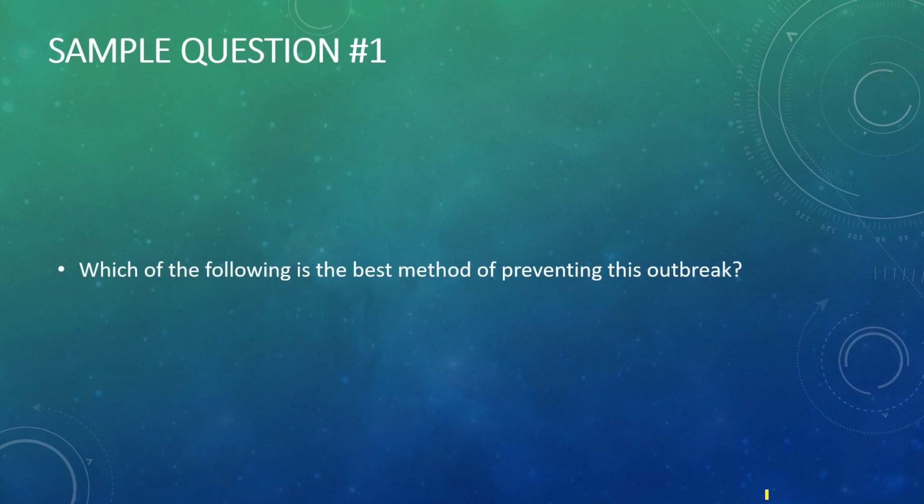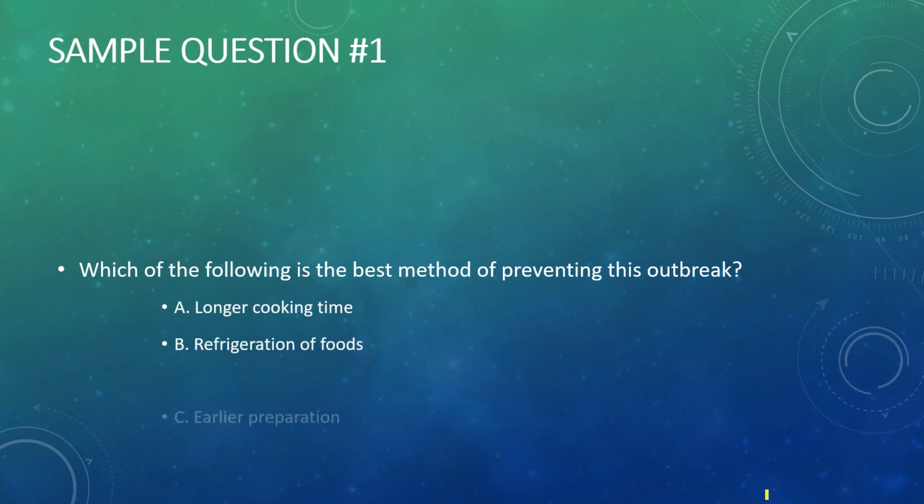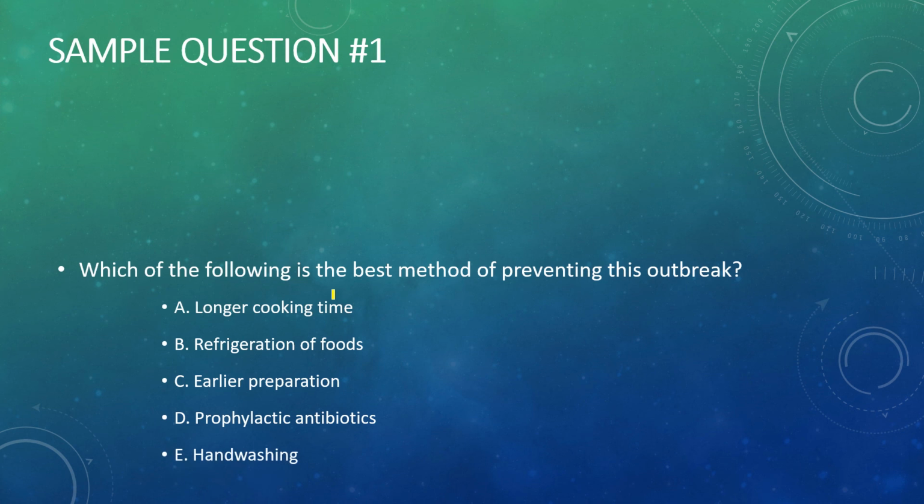Now let's talk about a quick sample question. So, which of the following is the best method of preventing this outbreak? So remember, we always want to read the question first so we know what we're looking for. Longer cooking time, refrigeration of foods, earlier preparation, prophylactic antibiotics, or hand washing. So we want best method of preventing this outbreak. So we need to figure out what this outbreak is and how best to prevent it.